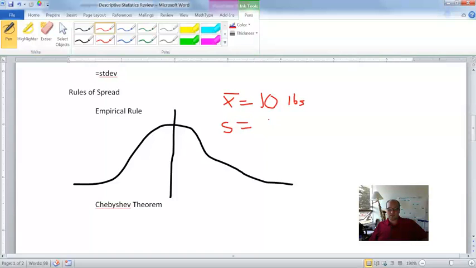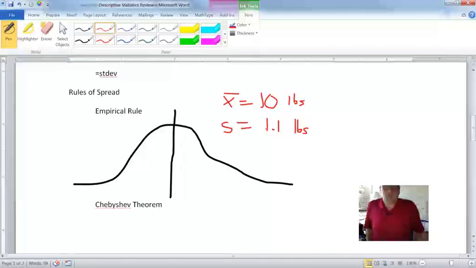Standard deviation S. Just to make the math easy, let's make it 1.1 pounds. So far, everything I've done has been really simple math, integers. I've never had to do decimals. In the homework, we found out that it's completely okay to have decimals for standard deviation and for z's. Remember, we did some z-score stuff. So what does this mean, empirical rule?